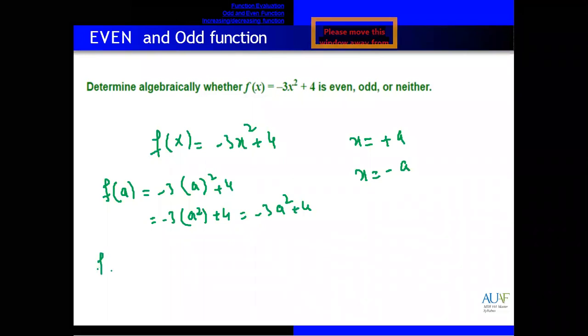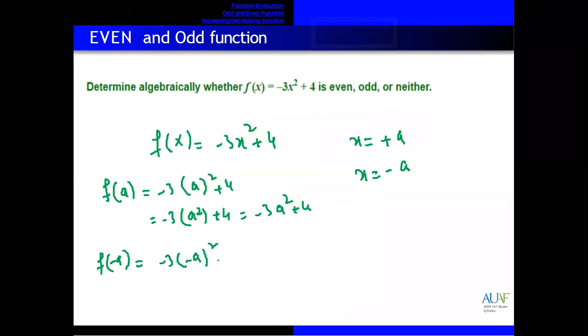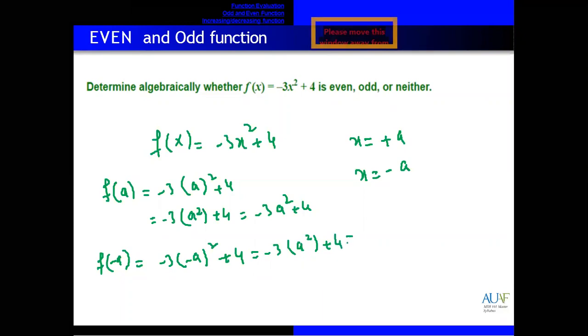Now give negative values, like minus a. So we have minus 3 into minus a square plus 4. Minus a square is plus a square, so again this is equal to minus 3a square plus 4. Both are the same. You can see both are the same: minus 3a square plus 4.